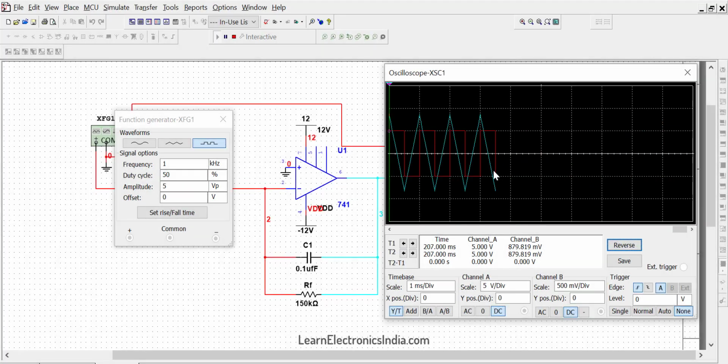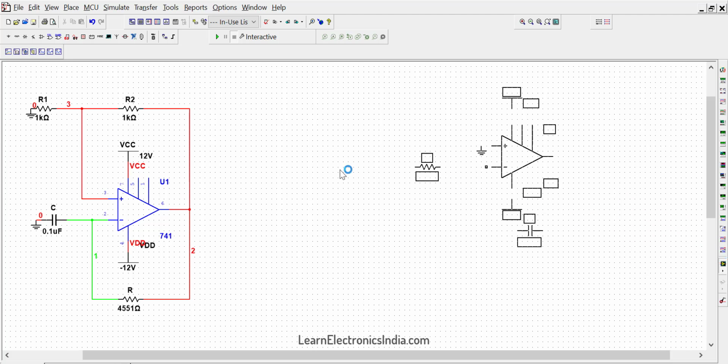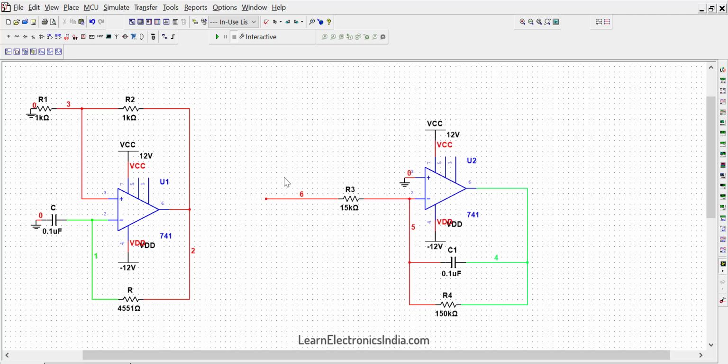We know that by integrating a square wave, we get a triangular wave. So by using this principle, we will construct a triangle wave generator by connecting the output of a square wave generator to an integrator. So let's copy paste the integrator which we made in the previous video and connect the output of the first Opamp to the inverting input.